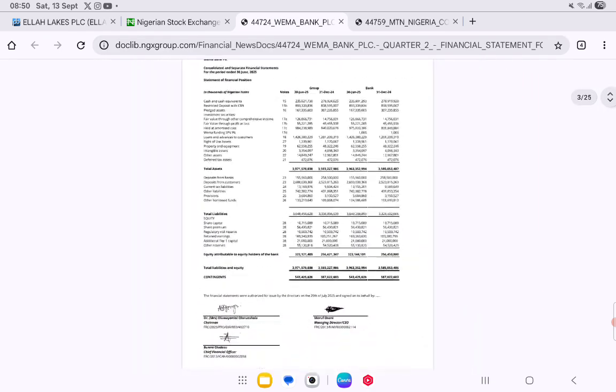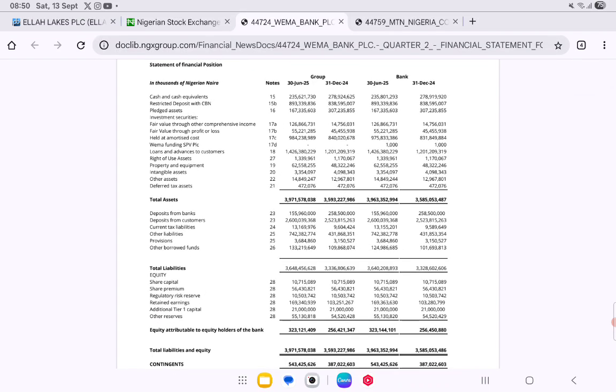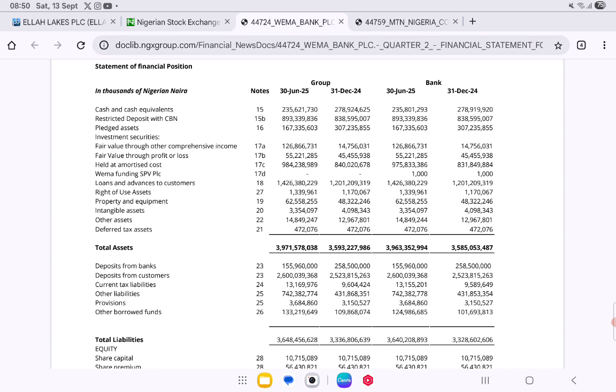Let's blow it up so it's easier to read. Now, for a bank or a financial institution, the bulk of its assets are loans and advances to customers, or two, investment securities. So you can see, for instance, with Wema Bank, the total assets is 3.9 trillion naira. And of the 3.9 trillion, just a bit over half of its assets are loans and advances to customers.